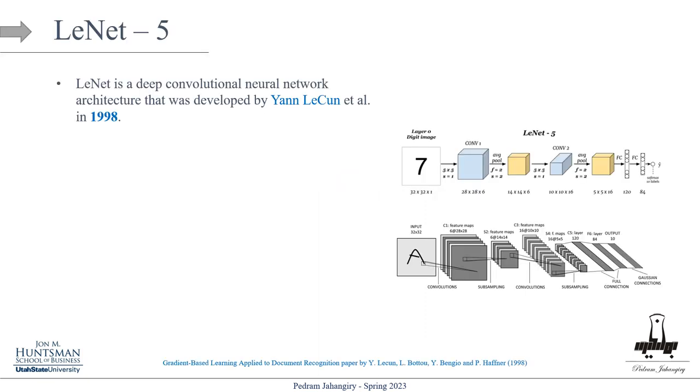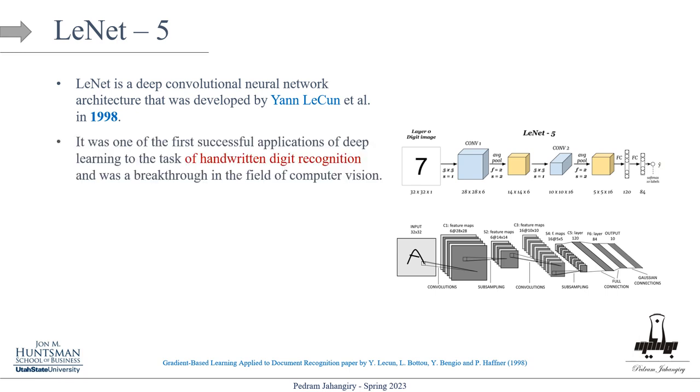All right, let's start with LeNet-5. This is probably one of the most classical CNN architectures, developed by Yann LeCun around 1998. As I said, it was one of the first successful applications of deep learning when it comes to handwritten digit recognition, right?